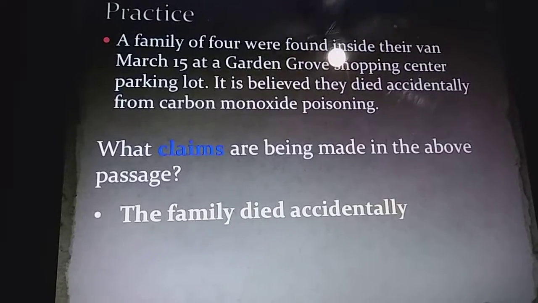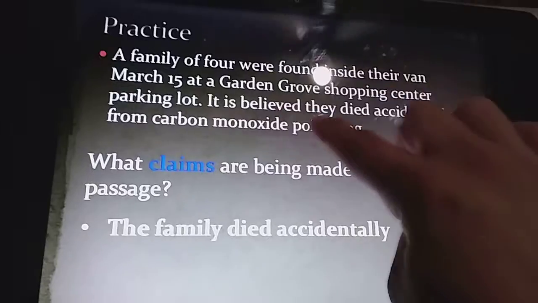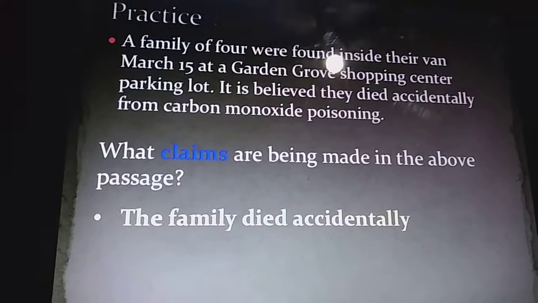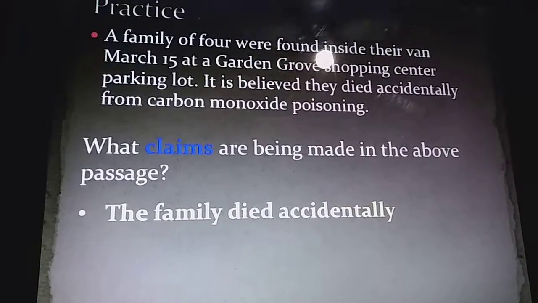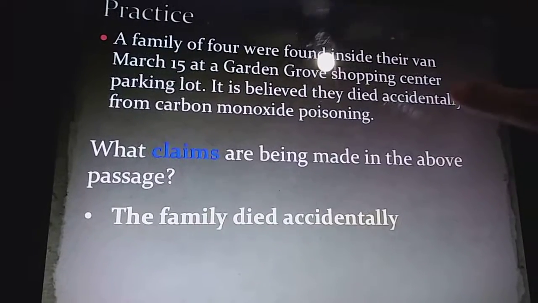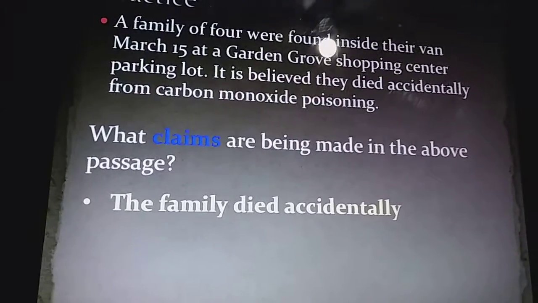It is believed they died accidentally from carbon monoxide poisoning. The word believed should throw up a red flag and make you think, oh, wait a minute, believe? That can't be a fact. Of course it's not. So that should give you kind of an idea that maybe what you're seeing here is a claim. So it asks you, what claims are being made in the above passage?